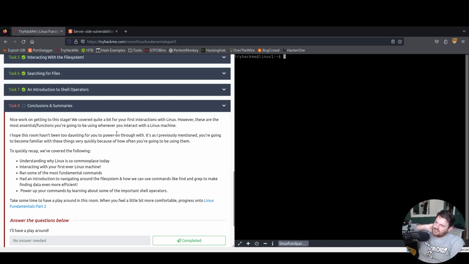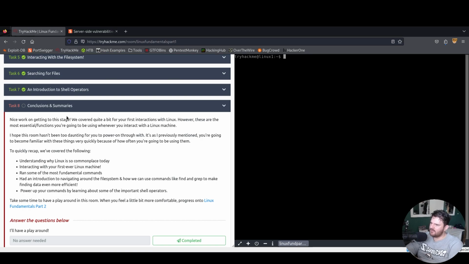Conclusions and summaries. Nice work on getting to this stage. We covered quite a bit for your first interaction with Linux. However, these are the most essential functions you're going to be using whenever you interact with a Linux machine. I hope this room hasn't been too daunting for you to power on through it.